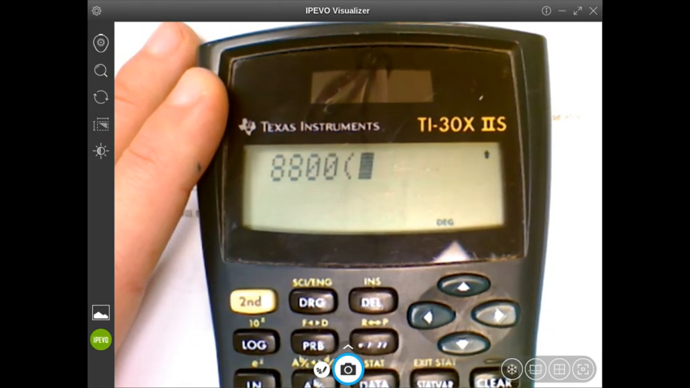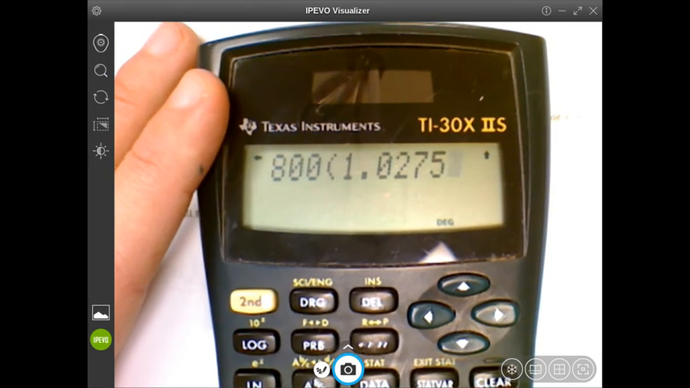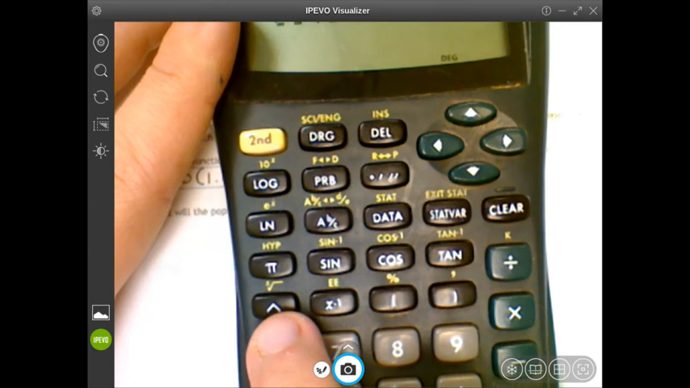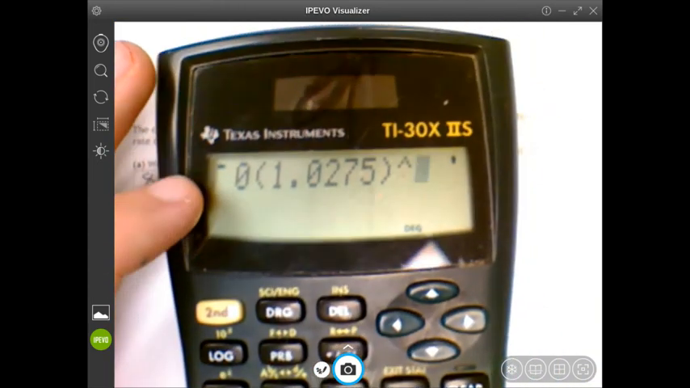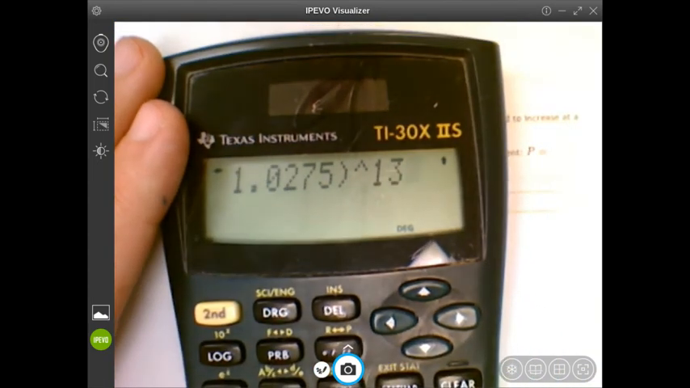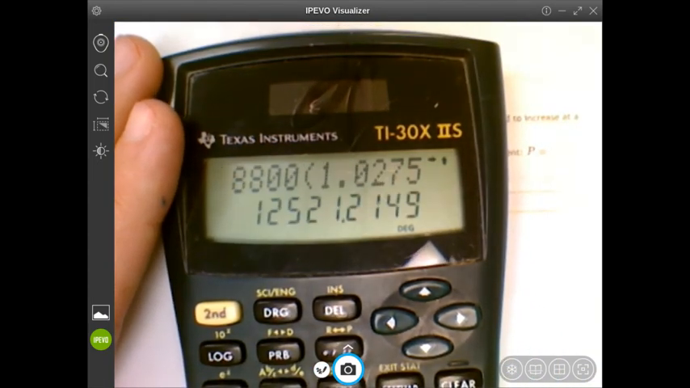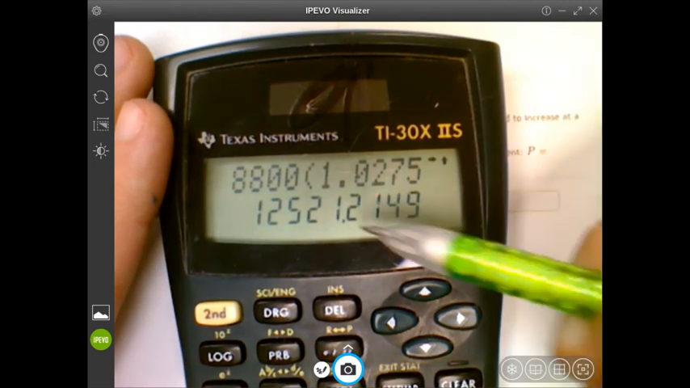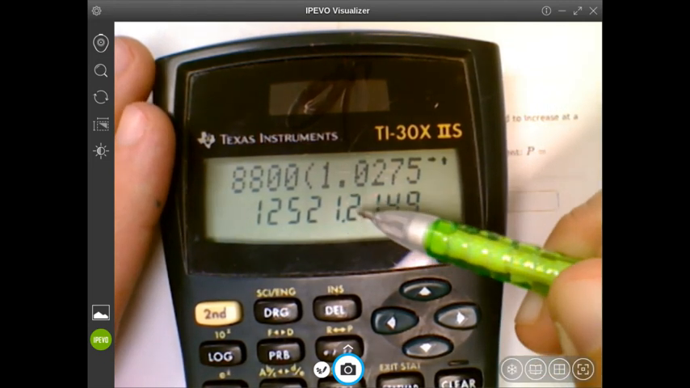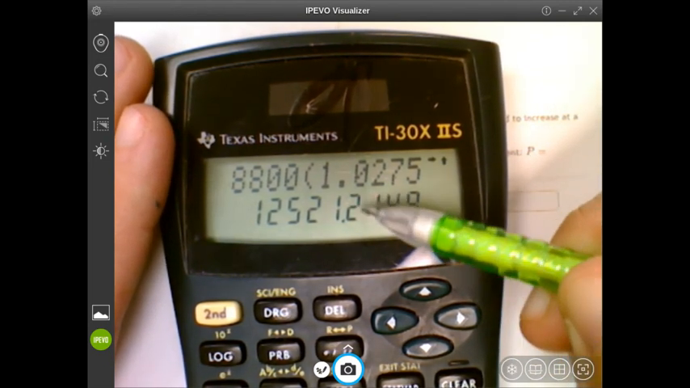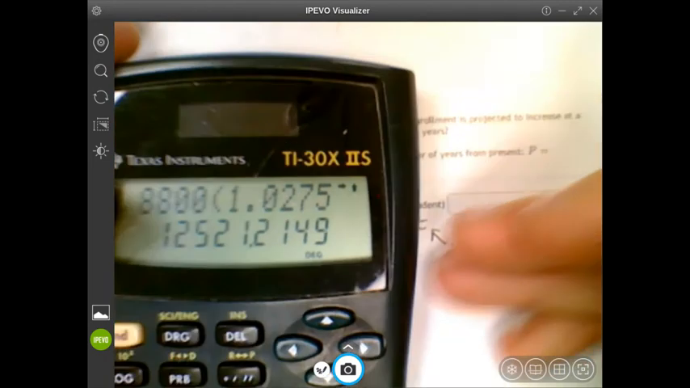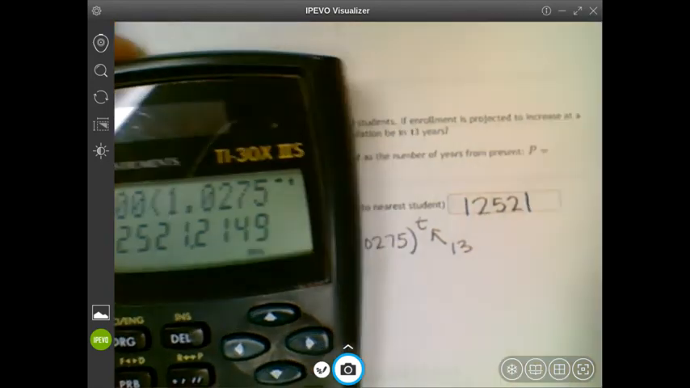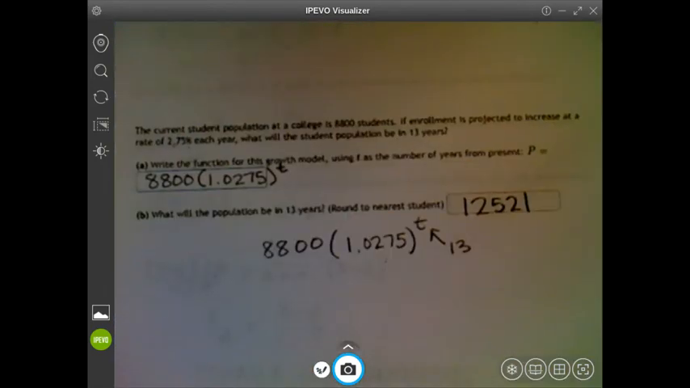So it'd be 8,800 times 1.0275 raised to the power, and that's the caret button. I don't know if you can see it there, caret button. And the power is 13 years, so the power of 13. And so that's going to be 12,521.2. And they said round to the nearest student, so that would round down to just stay at the 21. So 12,521 students.